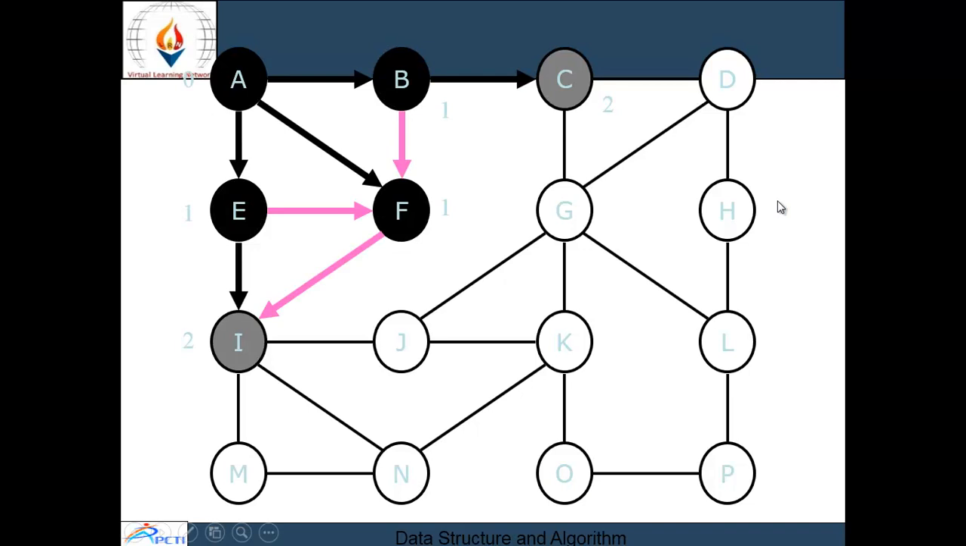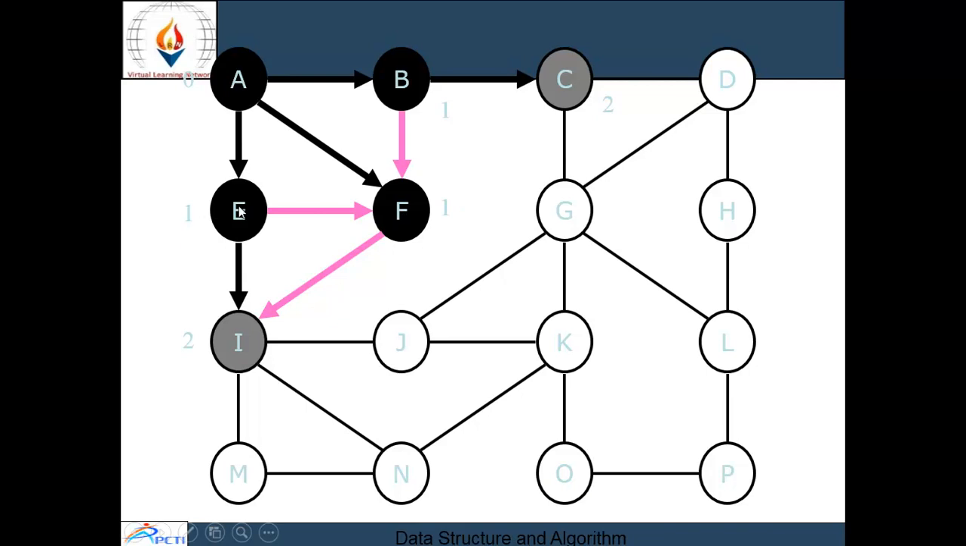Now if we talk about the adjacent of B, the adjacent of B is C only. C will be colored grey, and after exploring C, we will color B black. Similarly, I is the adjacent node of F. Then I will be colored grey and F will be colored black.